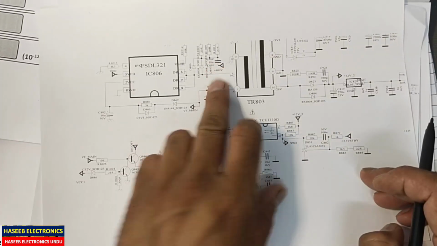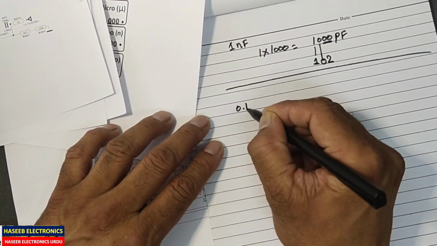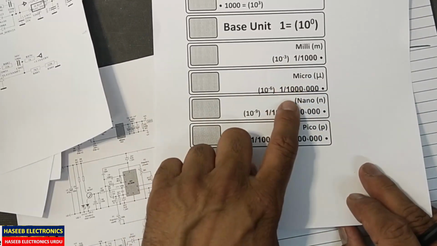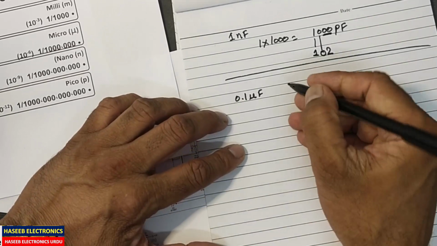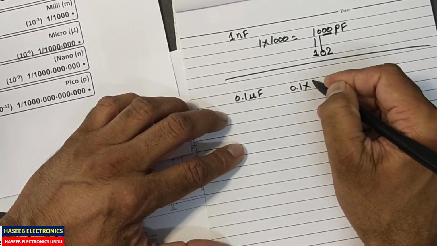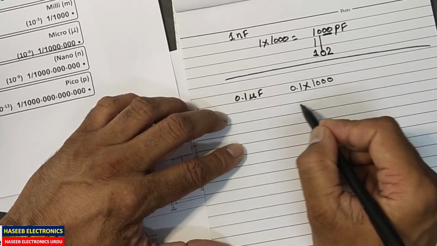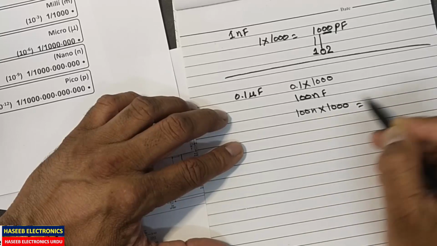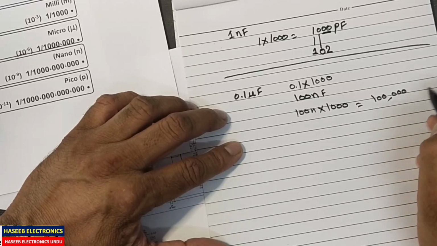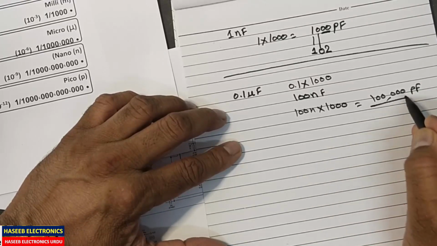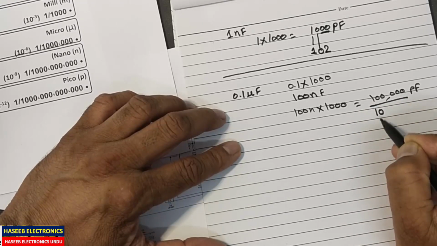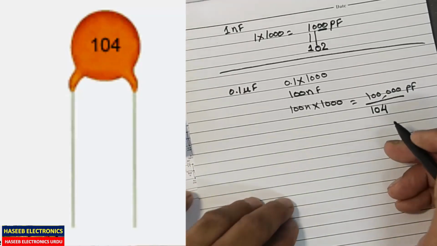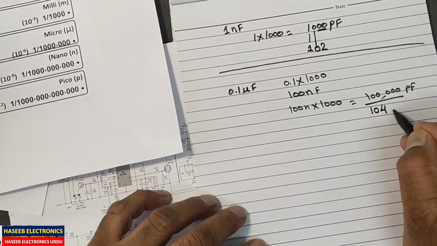Let's check another example. I have this 0.1 microfarad. Now we want to convert it into pico. Micro, nano, then pico. We have two different methods. We can multiply 0.1 by 1000, so it will become 100 nanofarad. Now convert 100 nano to pico, it will become 100000 picofarad. Now convert this into the picofarad code: 104. So it is a 100 nanofarad capacitor or a 0.1 microfarad capacitor. So the PF code is 104.